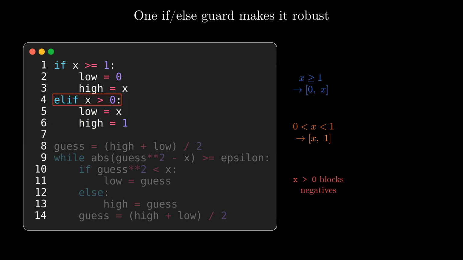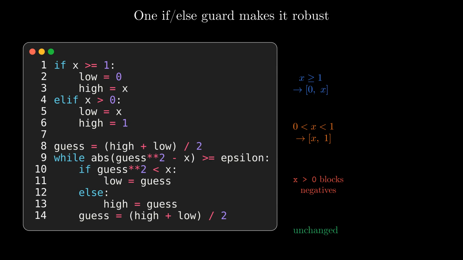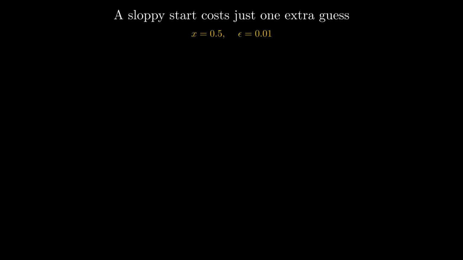We require greater than 0, so a negative input doesn't slip through. Everything below this guard stays exactly the same. Here's a reassuring detail. Suppose for 0.5, you lazily left low at 0 and only set high to 1. It still finds the right answer.